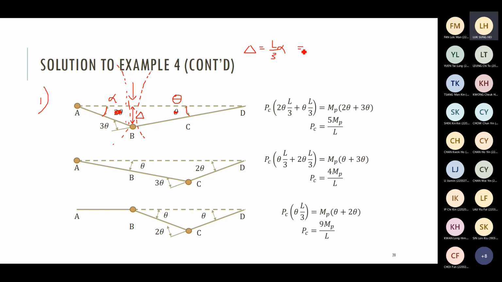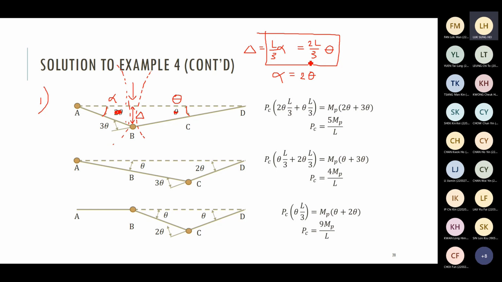Similarly, you can express delta using the right-hand side circle, the bigger circle. And this time, the radius is longer, 2L over 3. The angle is theta. So by using this relationship, you can find out the relationship between alpha and theta. Alpha is equal to 2 theta.